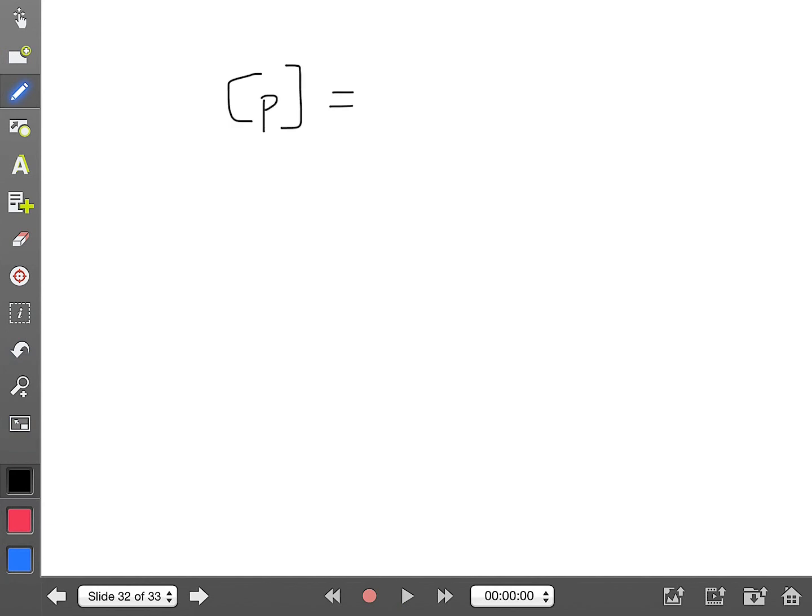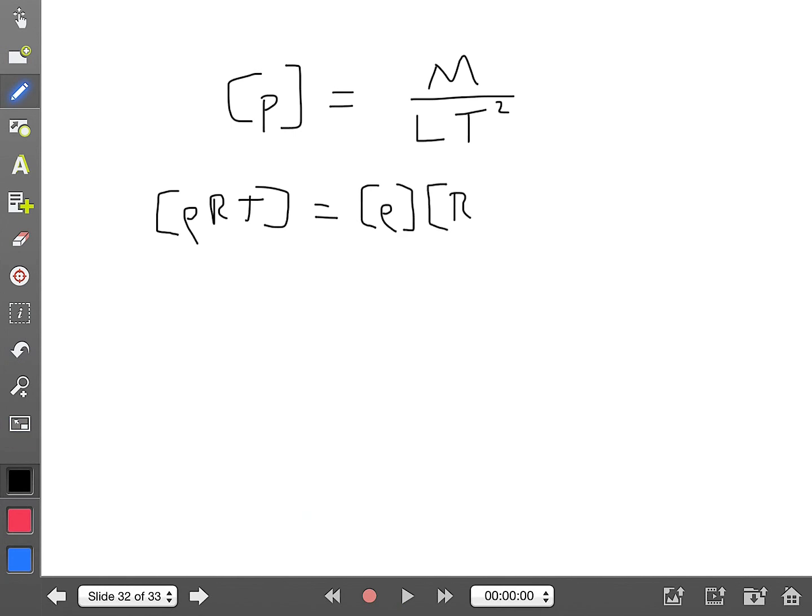From table A6, we find out that the dimensions of this are made up of these primary dimensions: mass over length divided by time squared is pressure. And so let's determine whether or not the other term in the equation is dimensionally homogeneous with this. So we're going to write this. We need to find out what the dimensions are of each part. Okay, and so what are the dimensions of density? It's mass over length cubed.